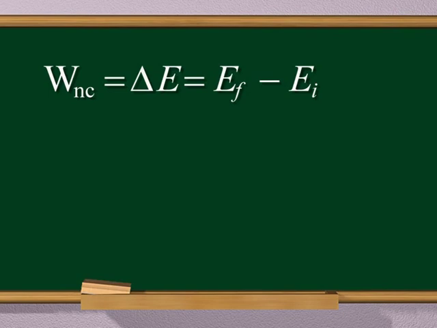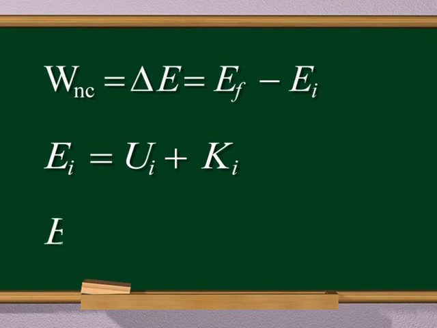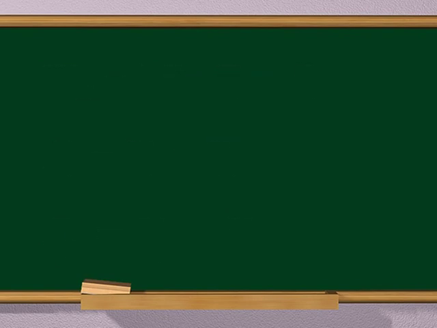Since the initial mechanical energy Ei is equal to Ui plus Ki and the final mechanical energy Ef is equal to Uf plus Kf, where Ui, Ki, Uf and Kf are the initial potential energy, initial kinetic energy, final potential energy and final kinetic energy respectively. Also, the initial potential energy Ui is equal to m into g into hi, hi being the initial height of the leaf.